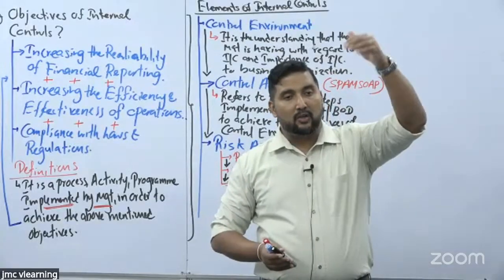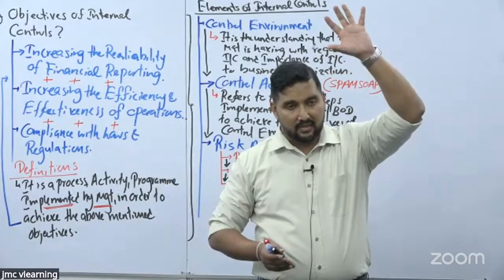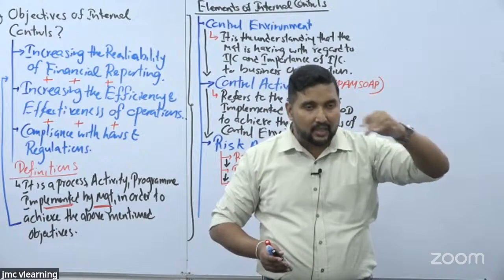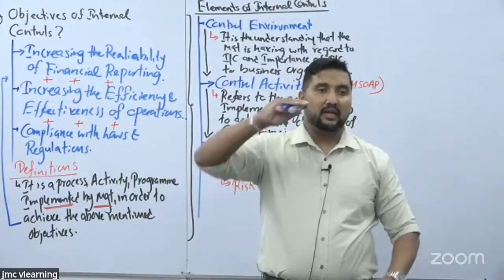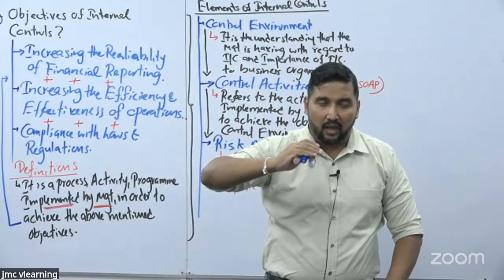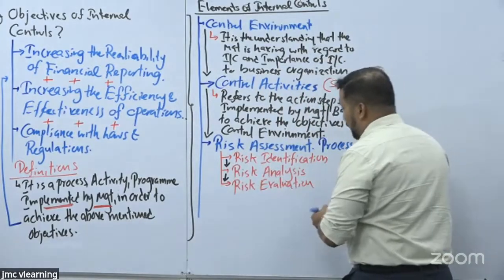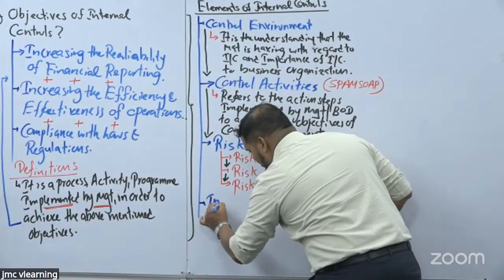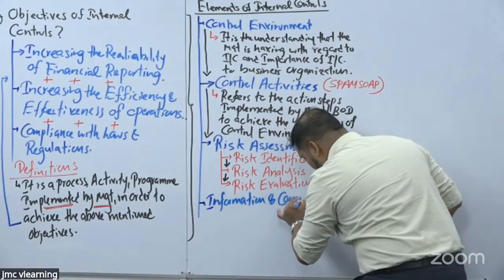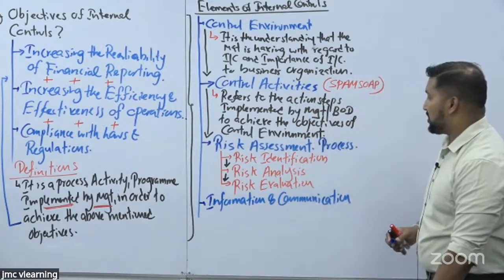Even though the top management or the board of directors or people who are responsible for good governance design the internal controls, who is going to implement those internal controls? The middle level people and the lower level people. In that context, whatever internal controls are designed at the top level have to be cascaded to the middle and the lower level as well. So that is considered as the fourth element, which is referred to as information and communication.